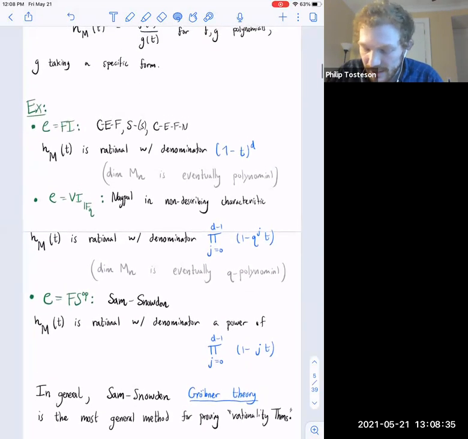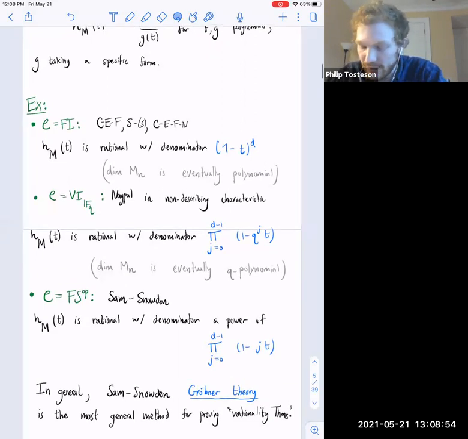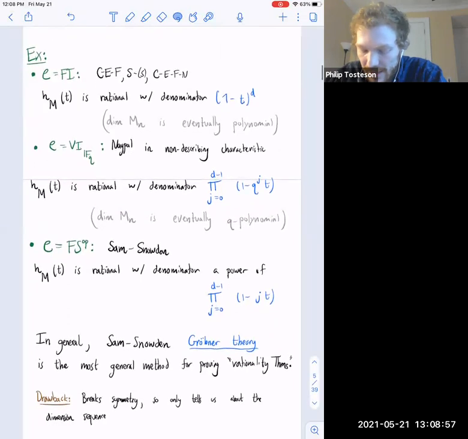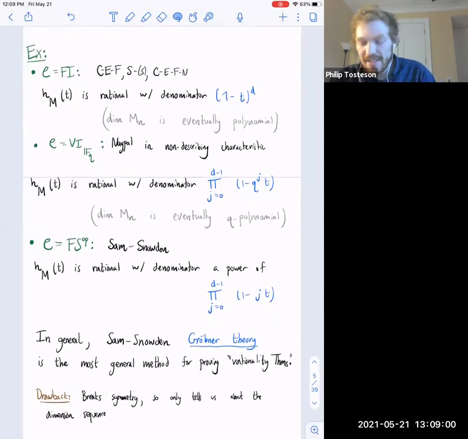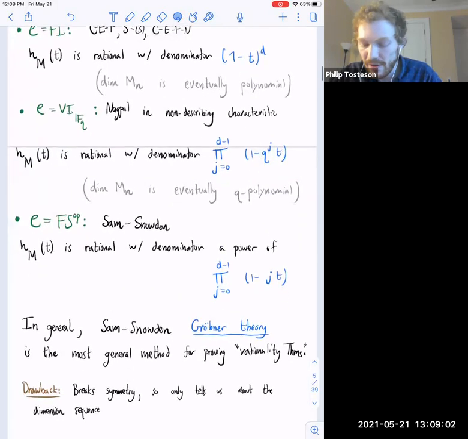Okay. And the most general technique for proving what I would call a rationality theorem, like the theorem that says the Hilbert series is rational, is Sam Snowden Grobner theory. And that'll show that a large class of categories have rational Hilbert series. It's very powerful and effective, but the main drawback is that Grobner theory by its very nature involves breaking symmetry. So what that ends up implying is that it only tells you about the dimension sequence. It doesn't tell you really about the underlying sequence of representations.